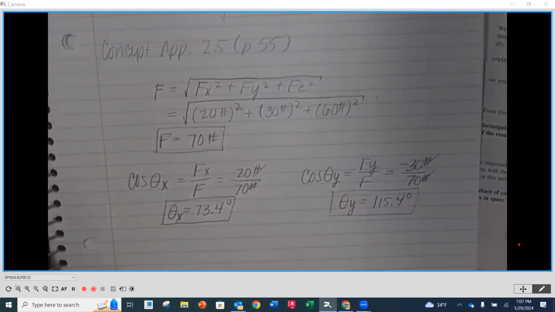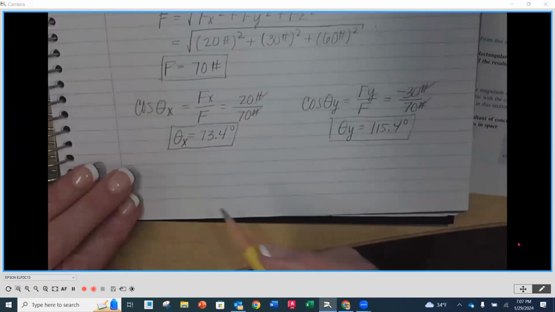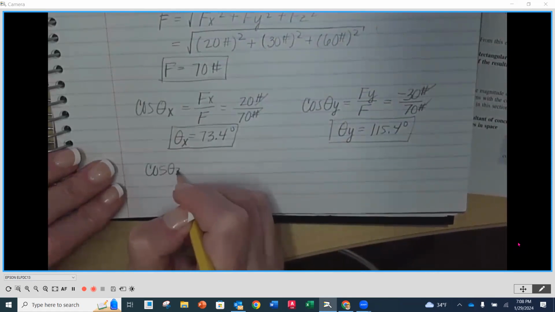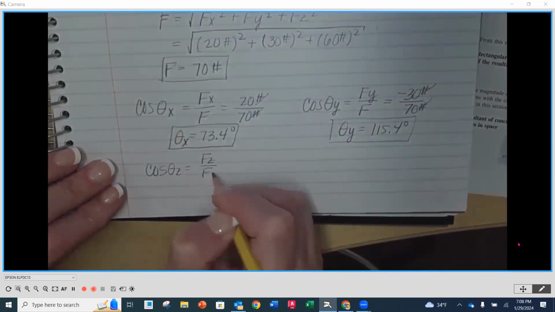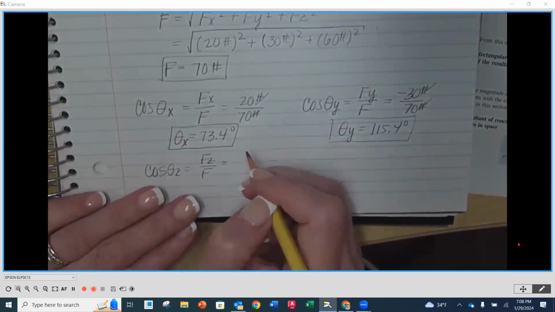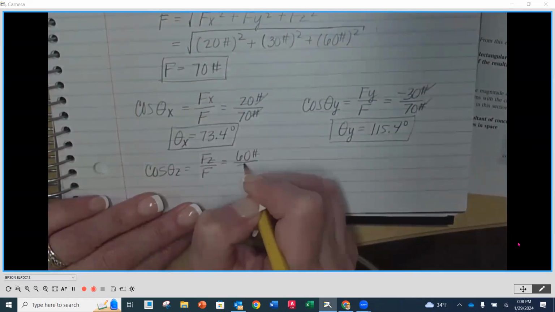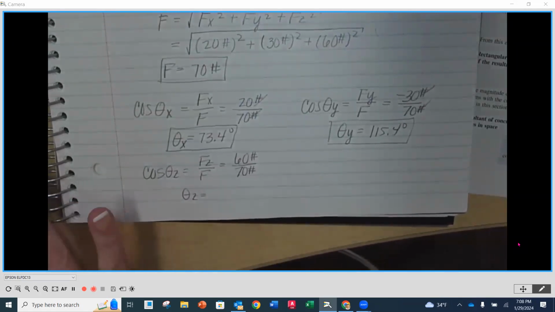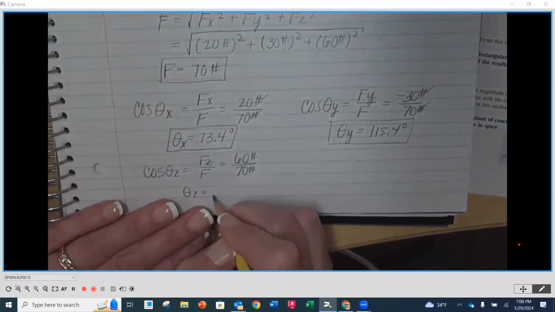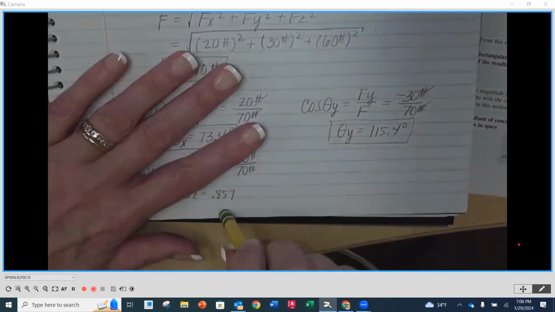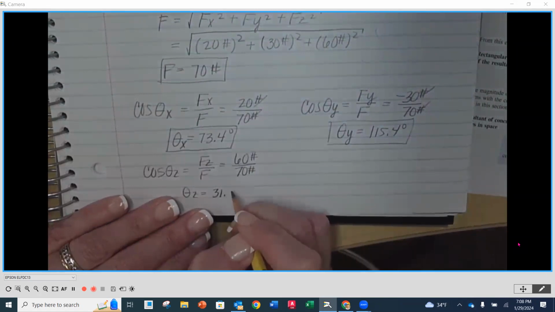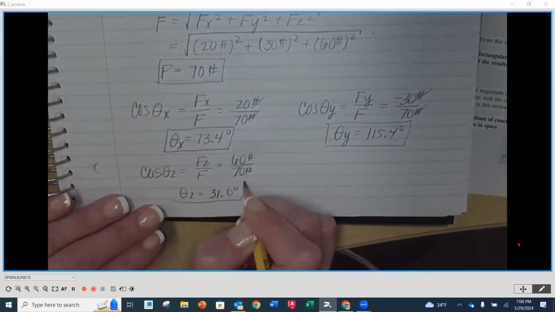I'm going to make sure virtually we're doing okay. And then our last one, imagine how we do that one. This is going to be our cosine theta Z. It's going to be our Fz over our F, which is going to be, our Z was given as 60 pounds divided by the 70. So that is going to be 0.85. Oops. And you have to do the cosine function, 31.0 degrees. There we go.